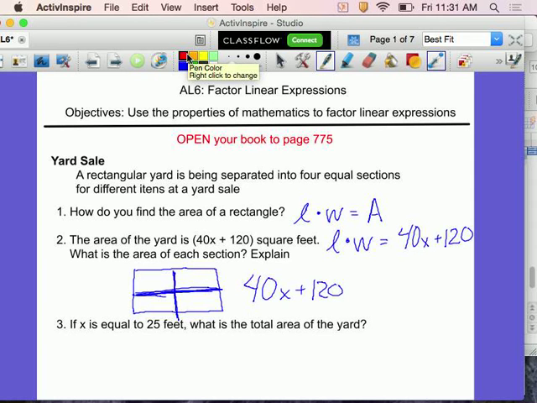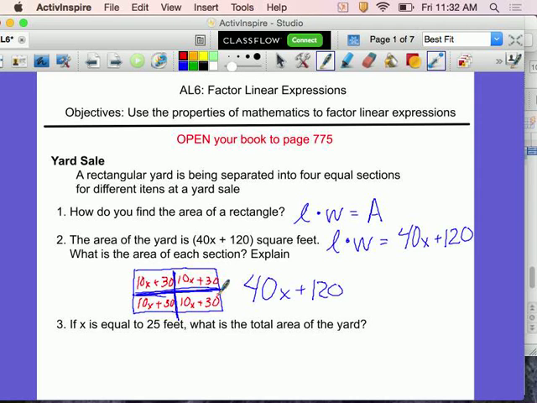If you got, I took 40x and 120 and I separated them out into each part. I know I needed each of them to be even, so 40x, I could put 10 x's in each space, plus, I could put 120 into each section. So I'm dividing that by 4, which would be 30, and I can put 30 in each section. Okay? So the area of each section would be 10x plus 30.